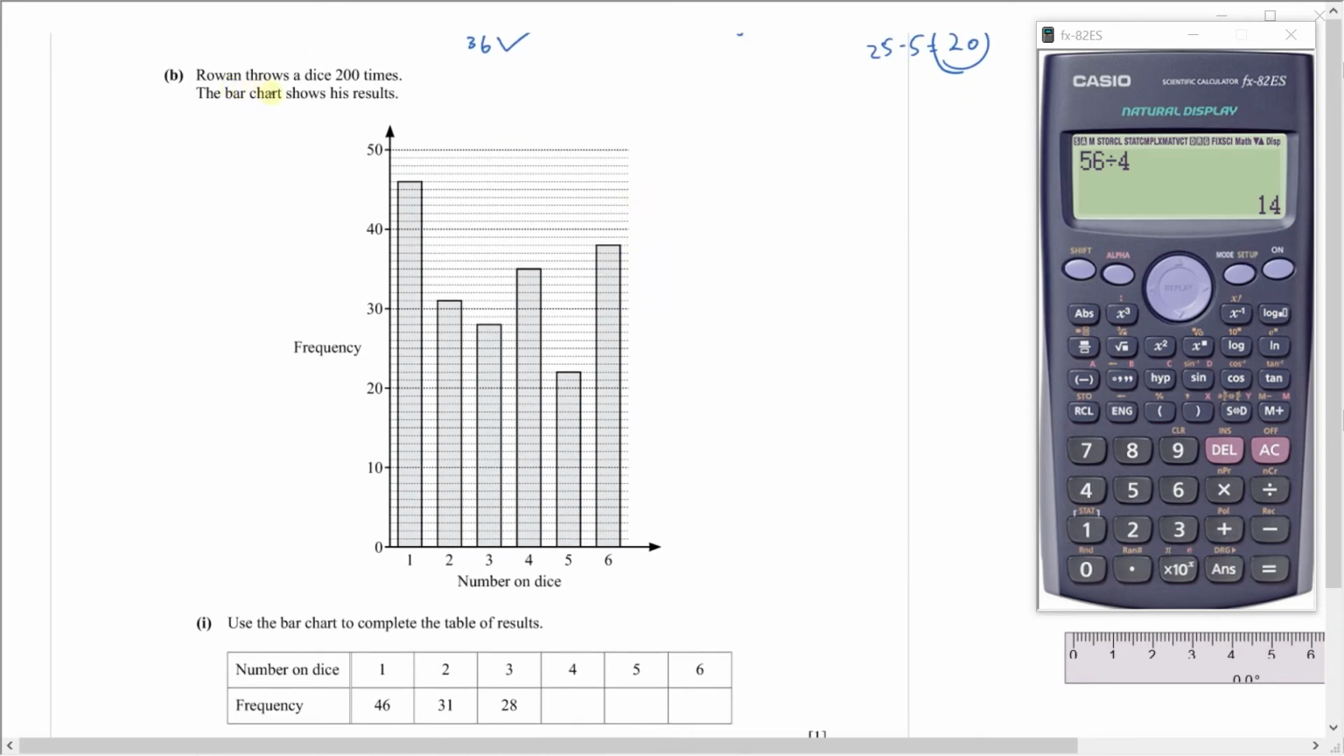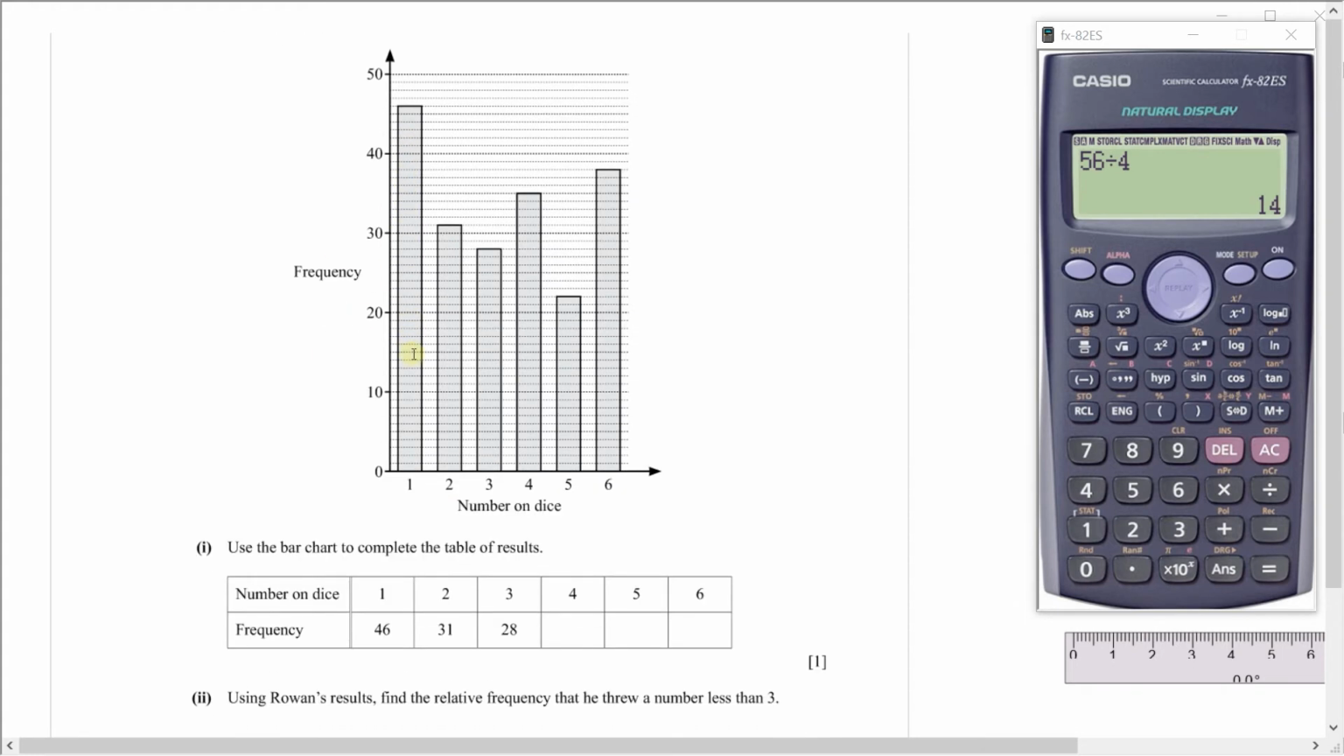Part B is Rowan throws a dice 200 times. The bar chart shows his results. So you're given number on dice on the x-axis and the frequency that you get this number on the y-axis here. So use the bar chart to complete the table of results. So number on dice 4, and here your frequency is 35. So this will be 35. For 5 your frequency is 22, and for 6 your frequency is 38.